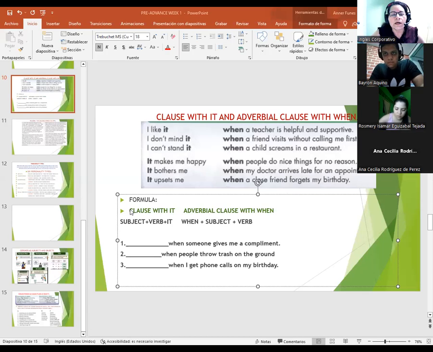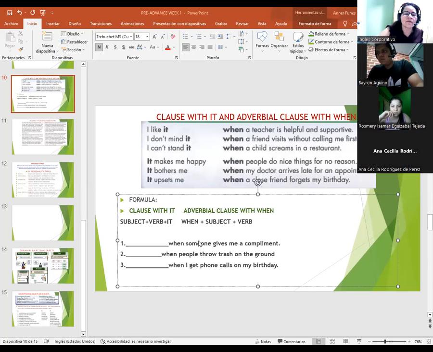Now, this is the formula to put the information. This is the formula for clauses with it: subject plus verb plus it. The subject is I in this case, the verb is like, and it. Subject, verb, and it. Now, with when, it is when plus subject plus verb. In the first line, the subject is teacher, and the verb is is helpful. When plus subject plus verb is the form for this situation.